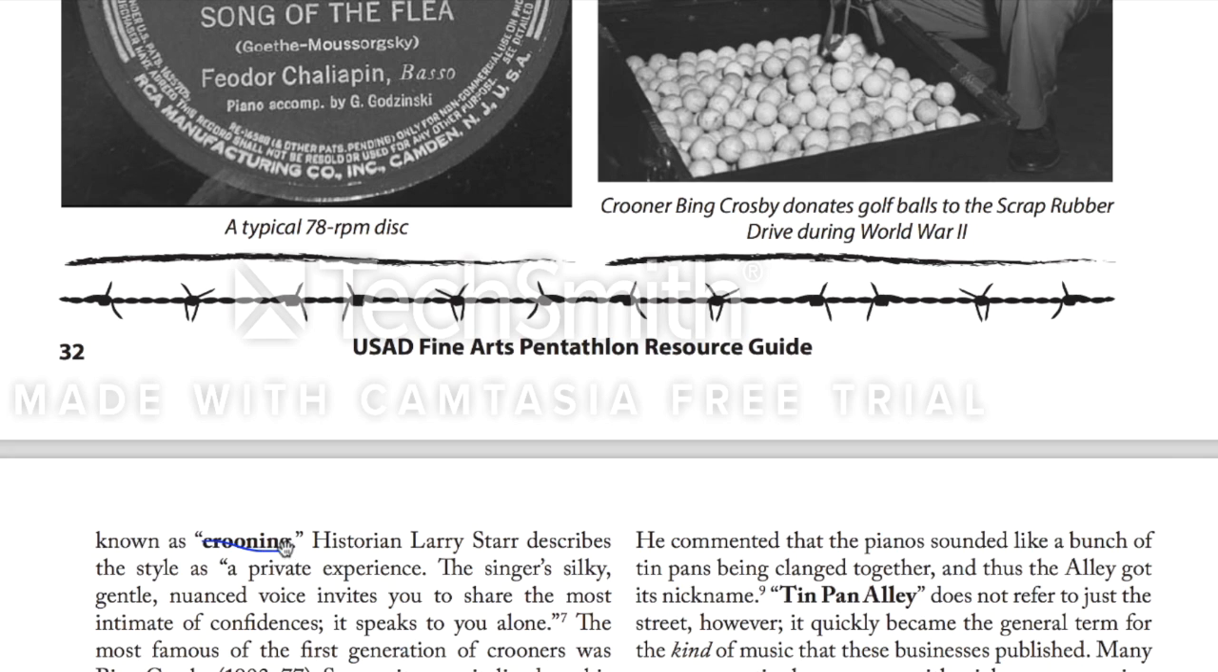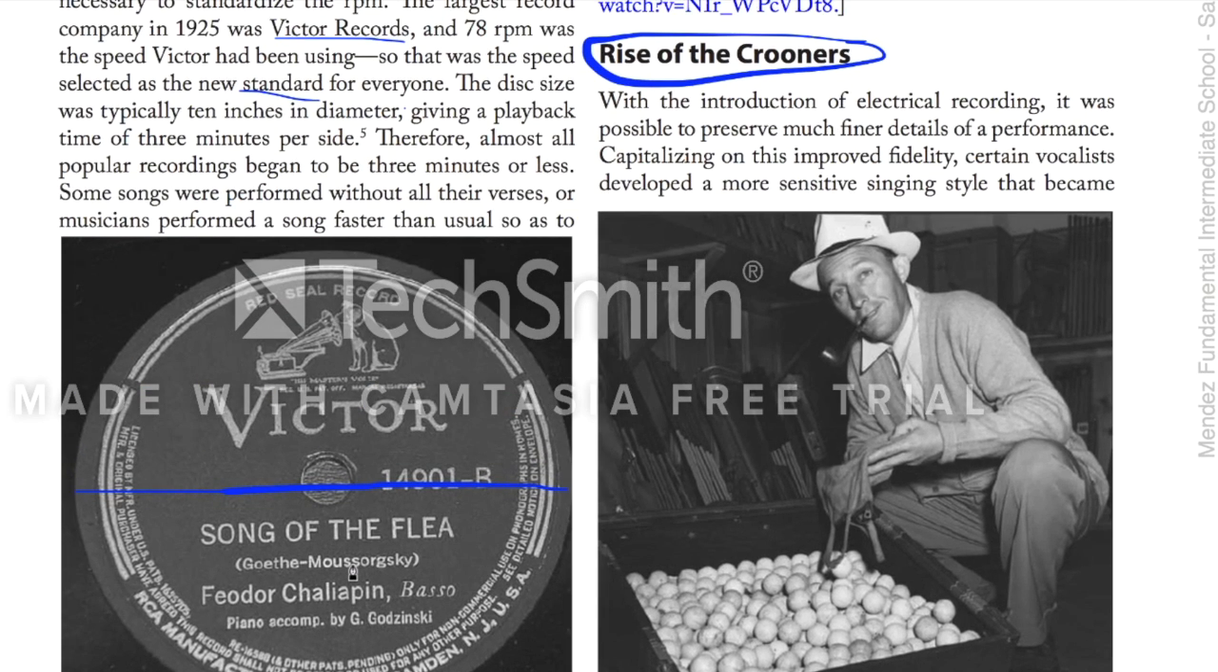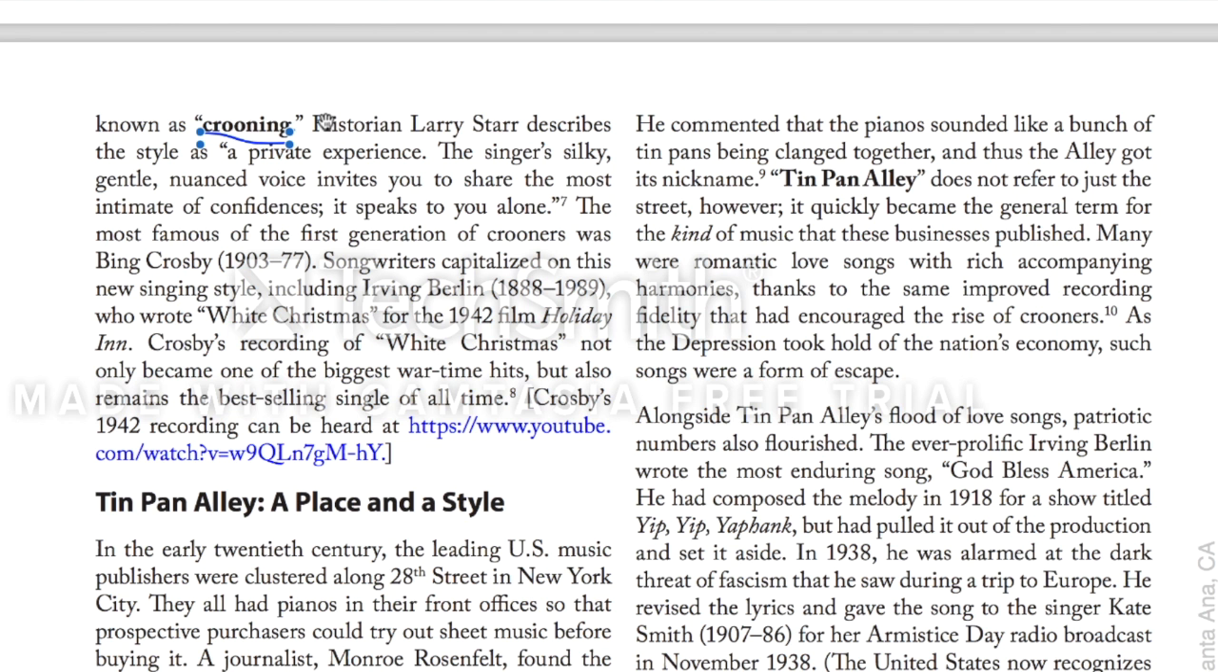Do you guys get that? Because of technology, now all the little details in a person's voice would be recorded, and because of that, vocalists needed to do a little bit more to make their singing style a little bit better. Historian Larry Starr describes this style as a private experience. The singer's silky, gentle, nuanced voice invites you to share the most intimate of confidences. It speaks to you alone.